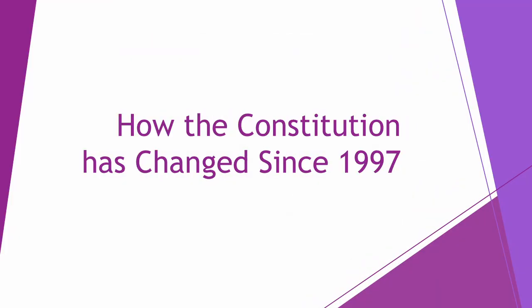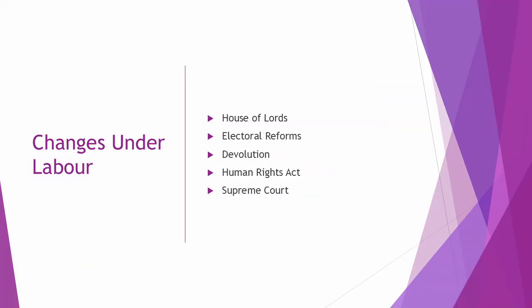There have been many changes to the Constitution since 1997 under the Labour government, coalition government, and the Conservative government. The Constitution was changed under Labour between 1997 and 2010 through House of Lords reforms, electoral reform, devolution, the Human Rights Act 1998, and the creation of the Supreme Court. Labour reformed the House of Lords to reduce hereditary influence and make it more democratic, which affected the Constitution by increasing the power of appointed life peers and strengthening parliamentary accountability.